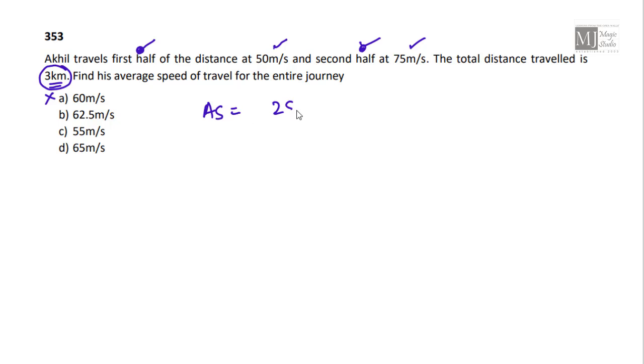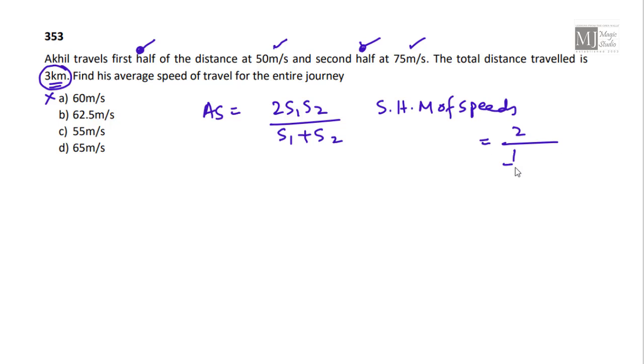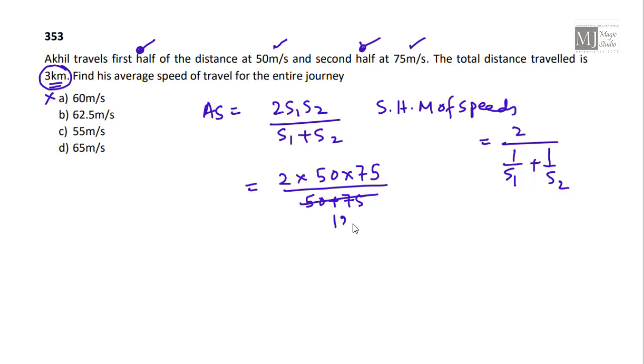Average speed would be given by 2 s1 s2 by s1 plus s2, that is by using the harmonic mean of speeds, that is 2 by 1 by s1 plus 1 by s2, and this is how we get this formula. So average speed is 2 into 50 into 75 by 50 plus 75. 50 plus 75 is 125. 25 3 times 75, 25 5 times 125, 5 10 times. 2 into 10 into 3 is 60 m per second.